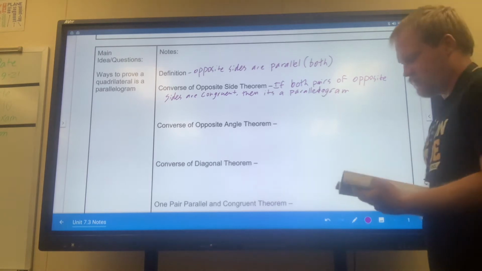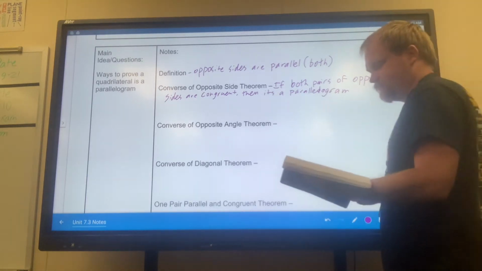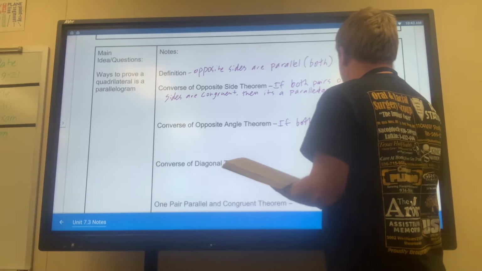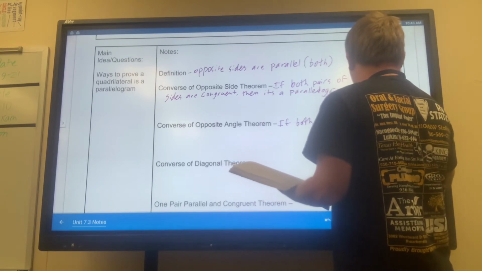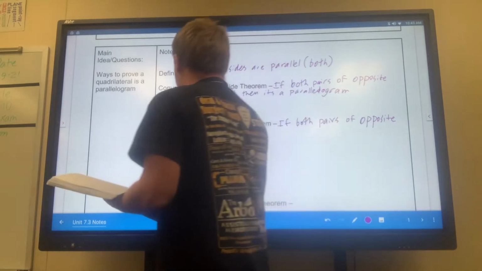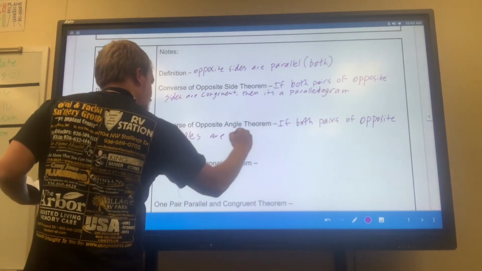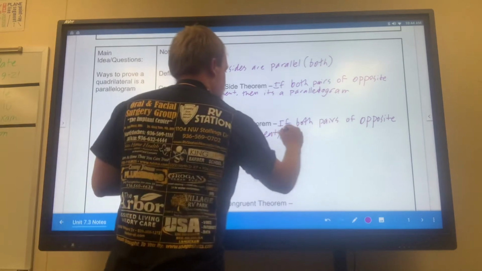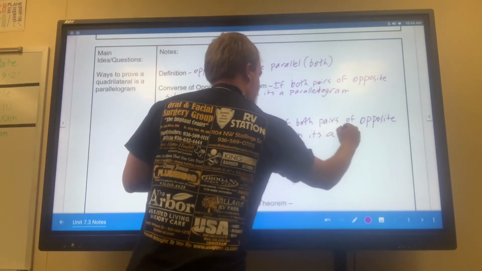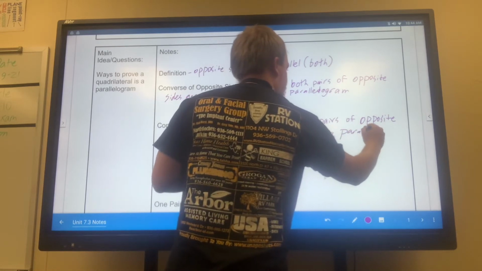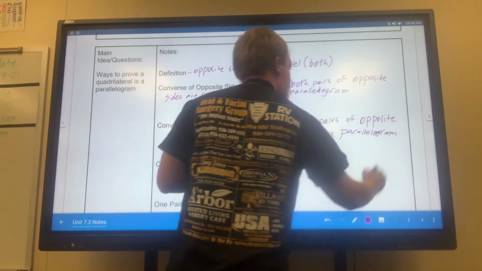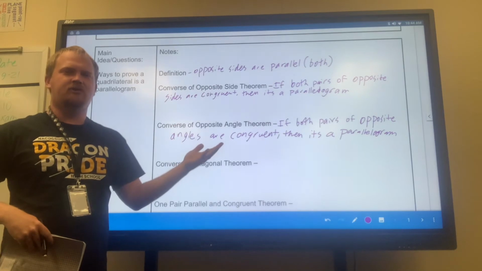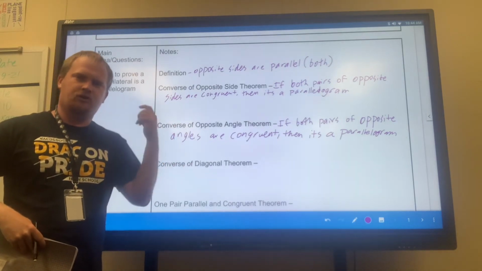Alright? So next, we have the opposite angles theorem. If both pairs of opposite angles are congruent, then it's a parallelogram. Okay, so the same idea works as for opposite sides, except now we're dealing with angles. Opposite angles are congruent to each other.